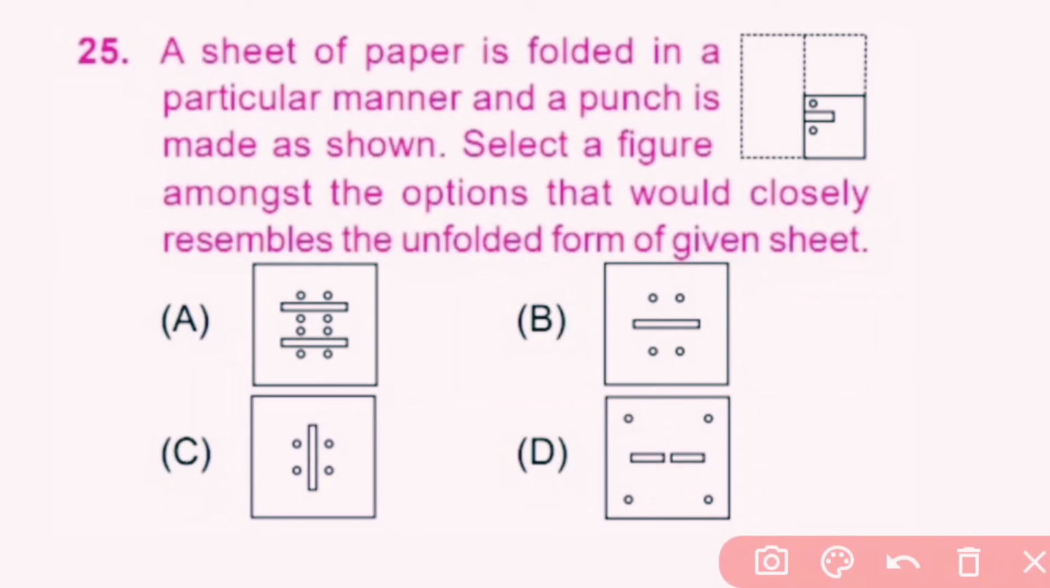Question number 25. A sheet of paper is folded in a particular manner and a punch is made as shown. Select a figure amongst the options that would closely resemble the unfolded form of the given sheet. So it will be like this. So here A is the correct answer.